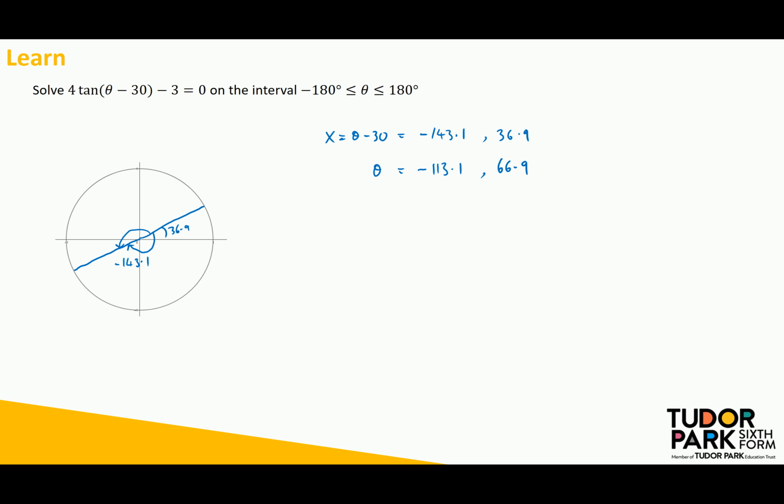So always the trick that we're doing here is to take whatever the argument is and replace it with x. Do the simple solve, find multiple solutions, and then solve a little equation to find our original theta.